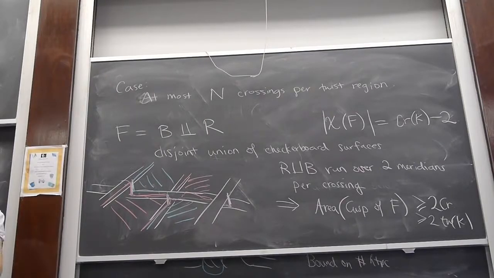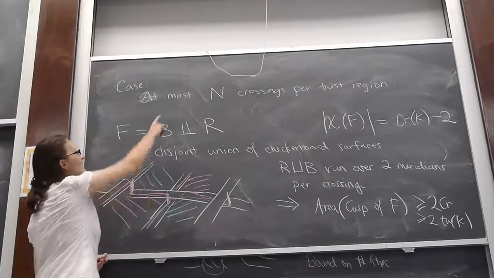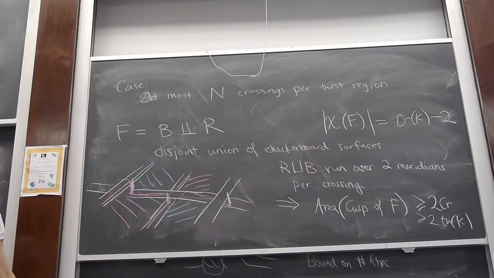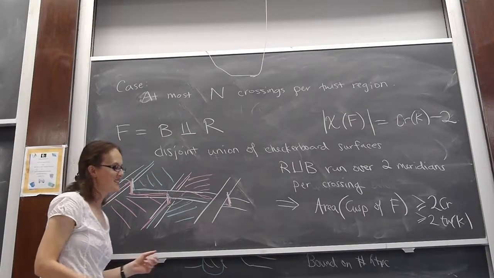Yeah. Question? Same board all the way at the top. Just leave it where it is. Oh, okay. At most n crossings per twist region. Can't you just take any alternating knot and look at all the twist regions? Yes. Take the maximal one and call that n? I don't understand why that's even.